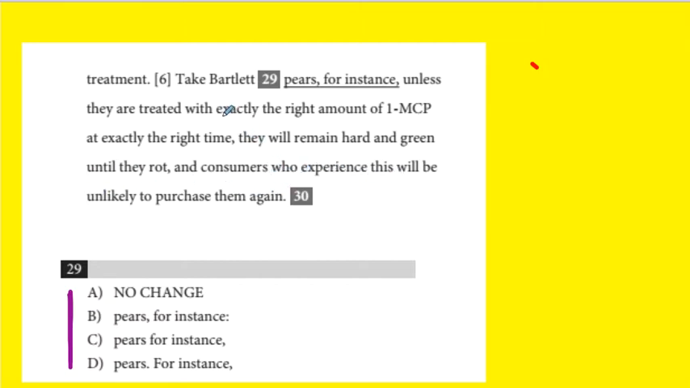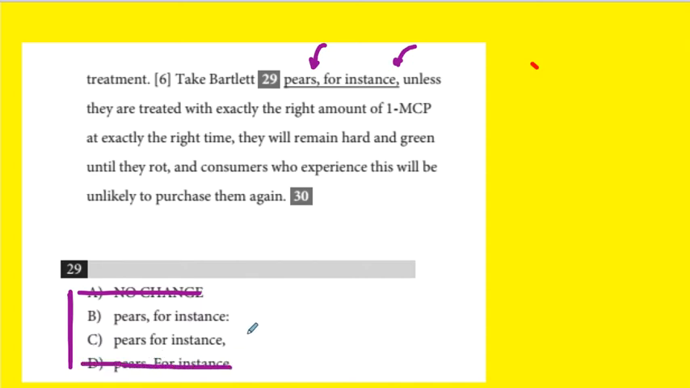Okay, so number 1, I looked to see if I needed this comma right here, pears, and for instance. Because this phrase is surrounded by commas, I'm checking to see if it's an appositive or a non-restrictive clause. Well, it's not an appositive, and it's not a non-restrictive clause, so it didn't need to be surrounded by commas. So I got rid of that one right off the bat. And then I got rid of D right off the bat because take Bartlett pears is not an independent clause, so I couldn't use a period.